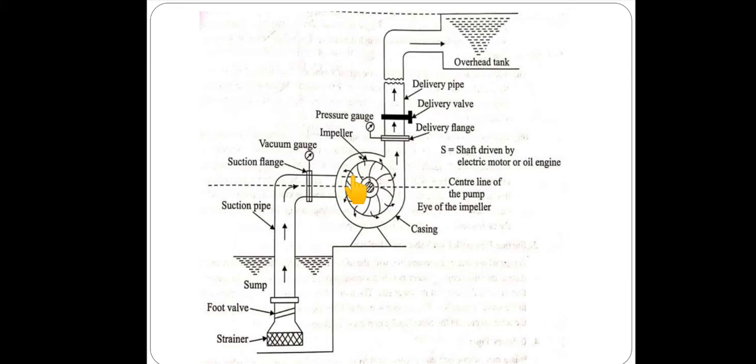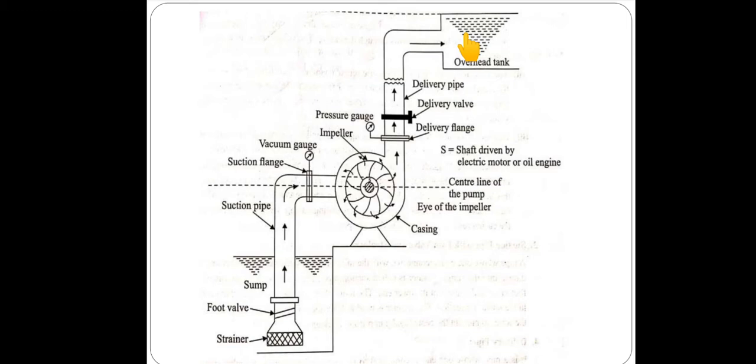Since the impeller is rotating at high velocity, it also rotates the water around it in the casing. The area of the casing increases gradually in the direction of rotation. You can see here the area of the casing gradually increases. Then the pressure energy generated will be used to pump the water from this casing to the overhead tank. Is it understood? So this is the working principle of a centrifugal pump.